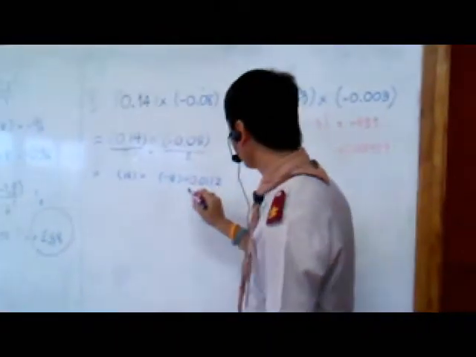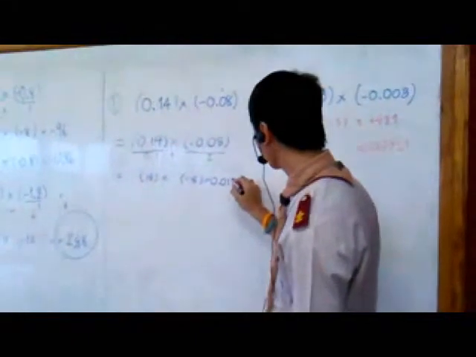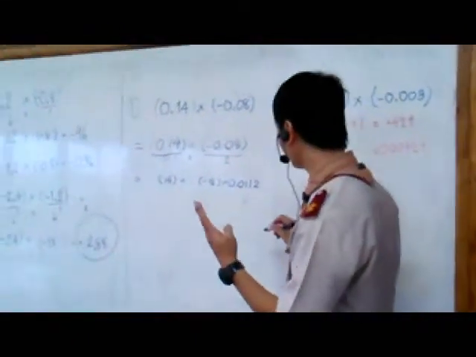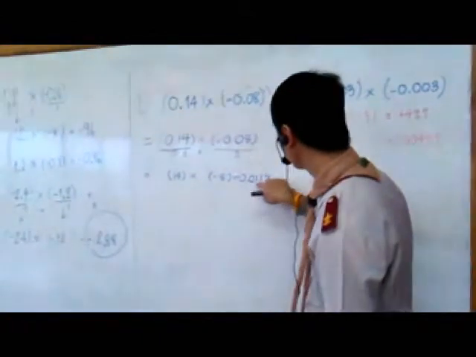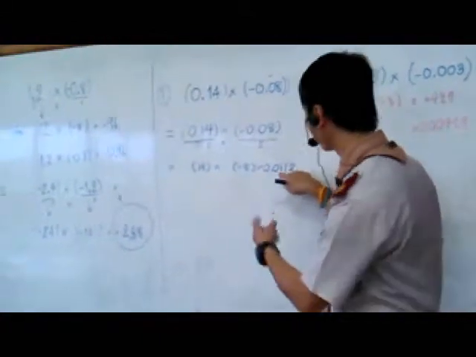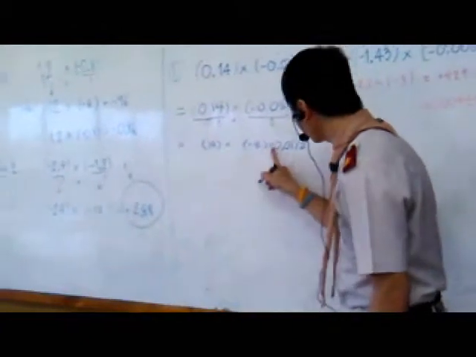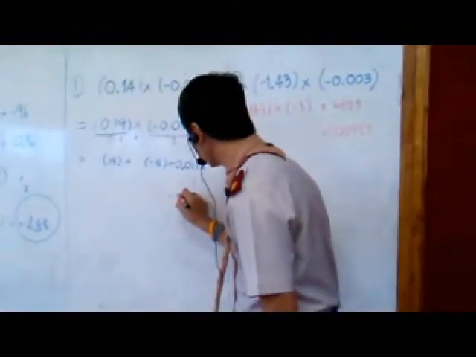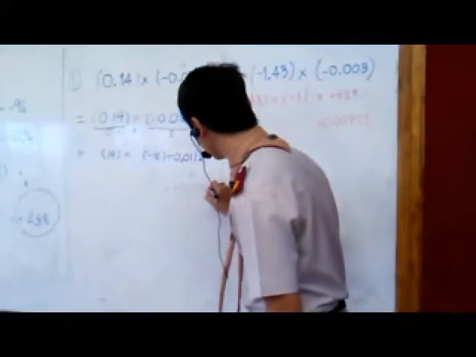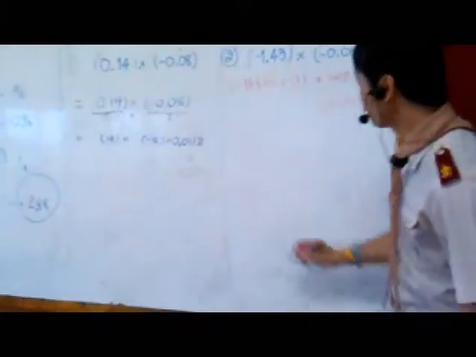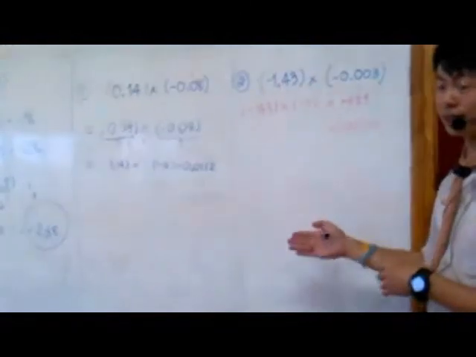Okay. Its product is 112. But we use four places. We count 1, 2, 3, 4. If not enough, you must fill zero before. After that, use the point, and zero. Don't forget the minus sign. It's a true answer, but it's not complete.